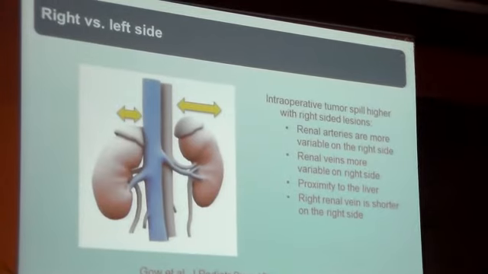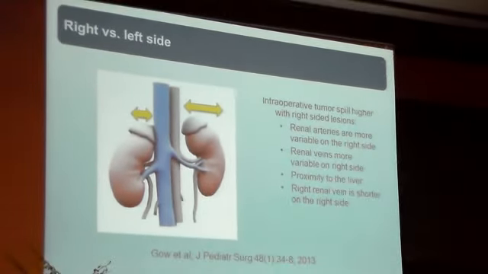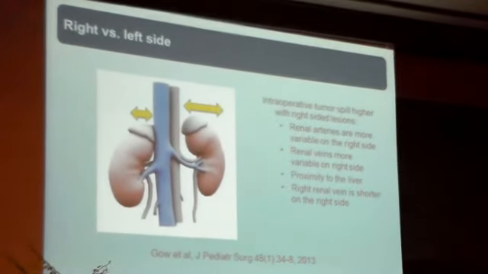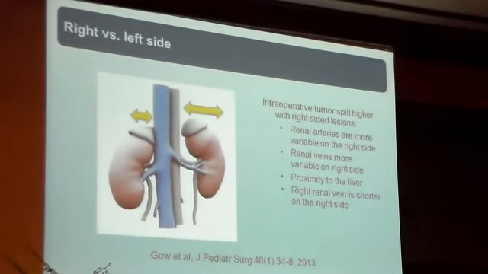Again, it's right versus left lesions. The right side is much more difficult to perform these operations on than the left side just because of the anatomy of the renal vasculature. And then again, if you have a large tumor on the right side, you may consider chemotherapy first.